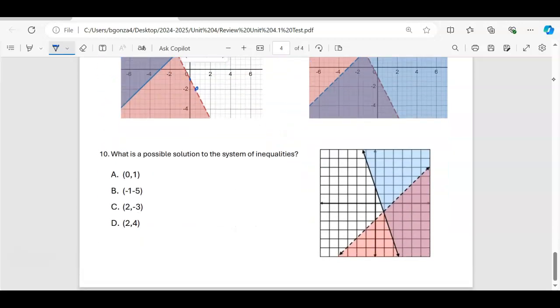Okay, one more. What is a possible solution to the system of inequalities? Now look, (0, 1) is in no shade. If there's no shade, that is not a solution. Okay, (-1, -5), 1, 2, 3, 4. That's in one shaded area. That is not a solution. (2, -3). Oh, okay. That's in the two shaded area. That has to be the solution.